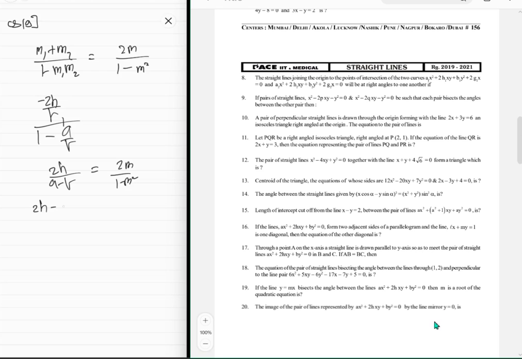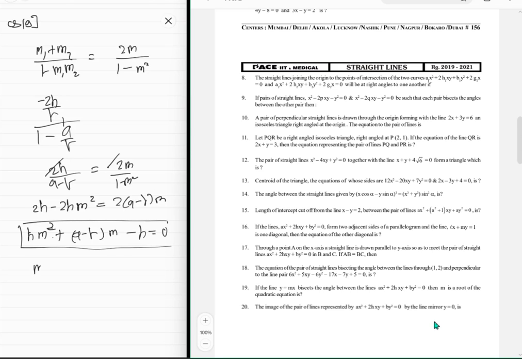So 2h minus 2h m squared equal to 2am minus, okay, what am I doing this? 2 into a minus b times m. So h times m squared. Why didn't I cancel these two first? I don't know. H times m squared plus a minus b m minus h equal to 0. There you go.